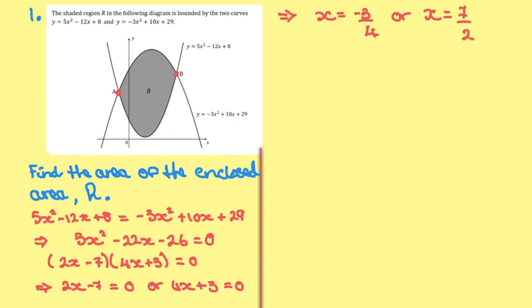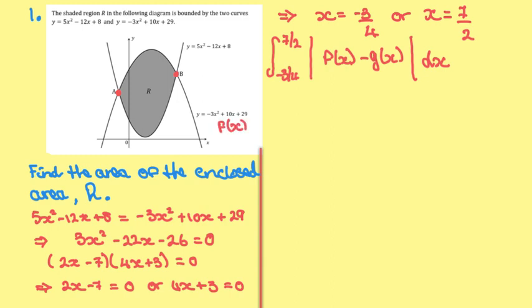We can now set up our integral. So it's the integral between minus 3/4 and 7 over 2, the modulus of f of x minus g of x dx. If we look at our two functions, the one that is always on top is minus 3x squared plus 10x plus 29, and the one that's always below is 5x squared minus 12x plus 8.